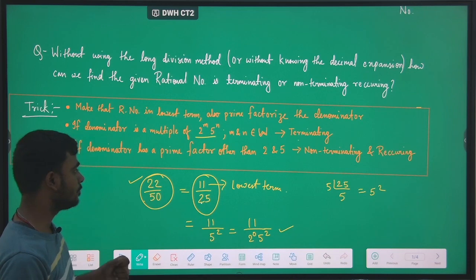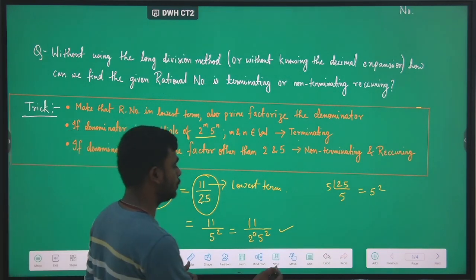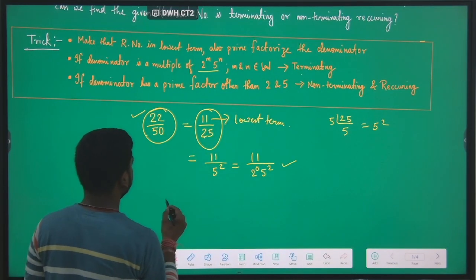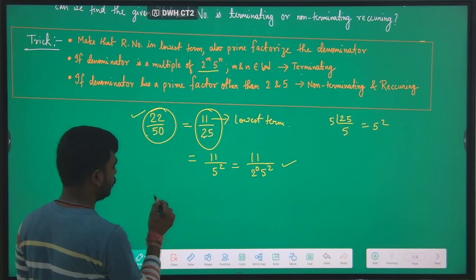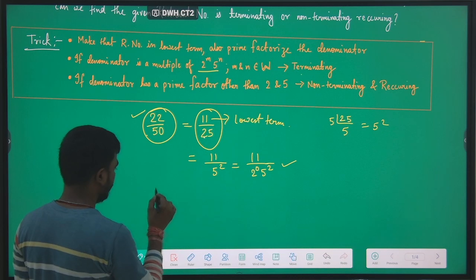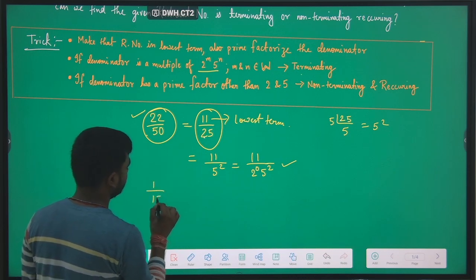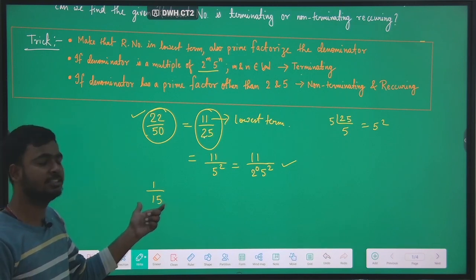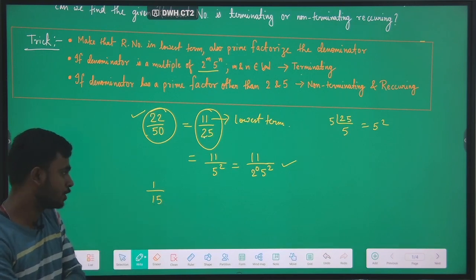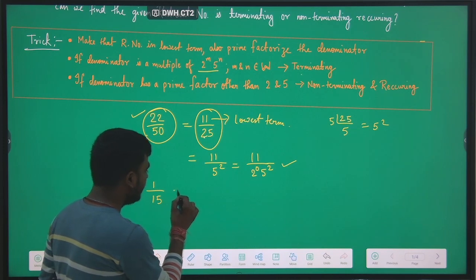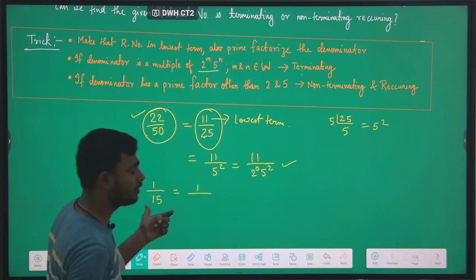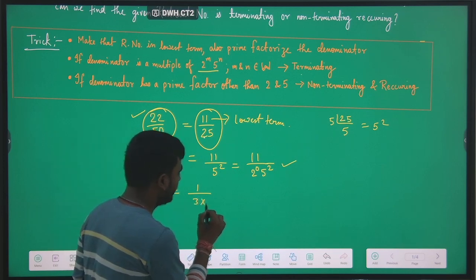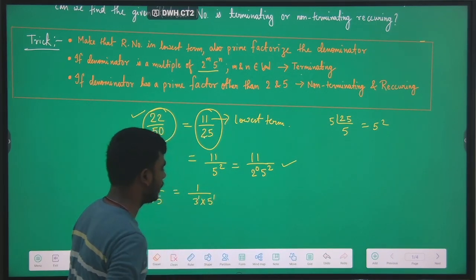Now let us suppose that we are given the number 1 upon 15. We know that this is the lowest term of a rational number. In the denominator, on prime factorization of 15, we will get 3 into 5, that means 3 to the power 1 into 5 to the power 1.